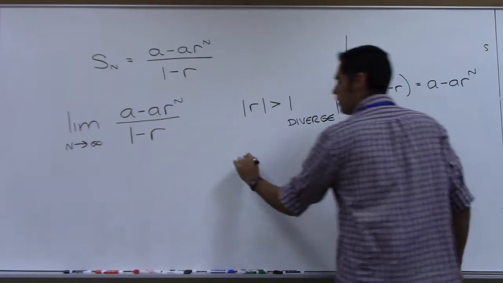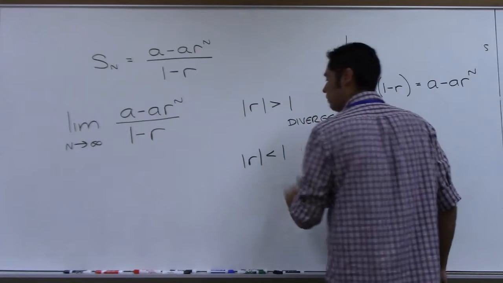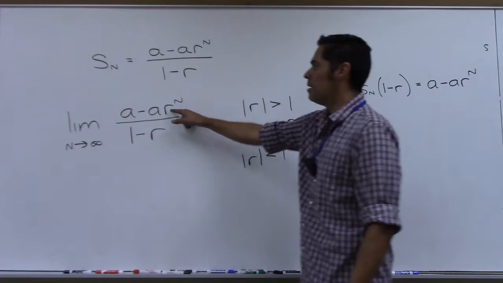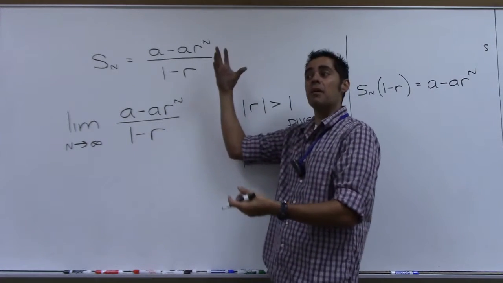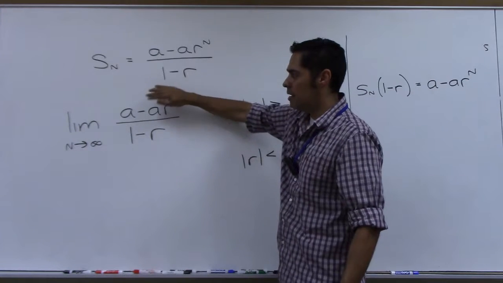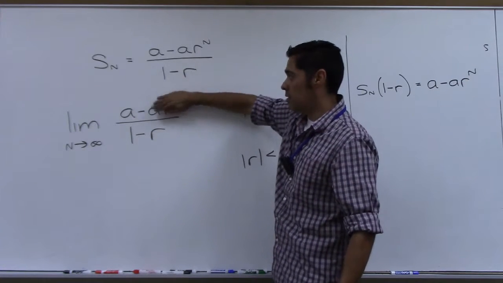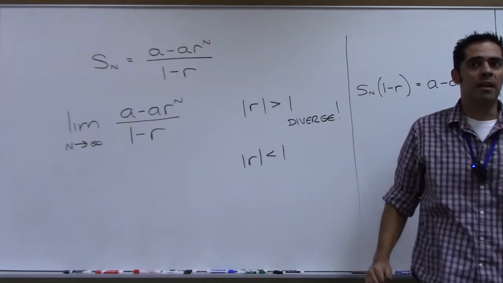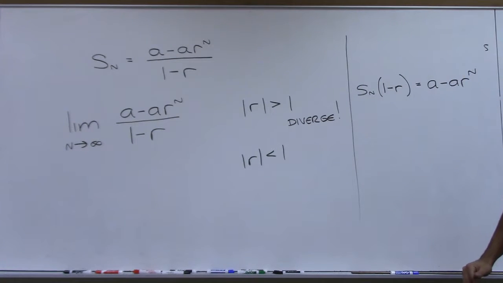But what if the absolute value of R is less than 1? What do we say happens to a number between 0 and 1 when you raise it to a bigger power? It goes to 0. If that goes to 0, then what does this become? That's 0. So all that's left is A over 1 minus R.